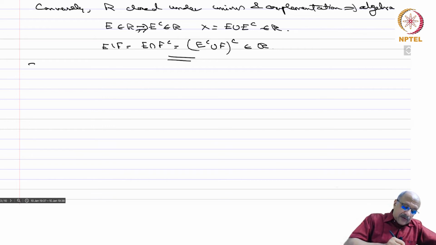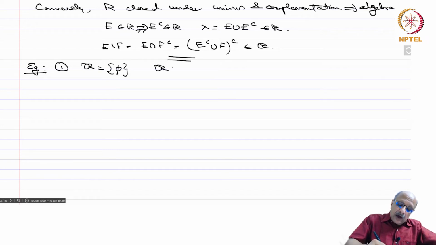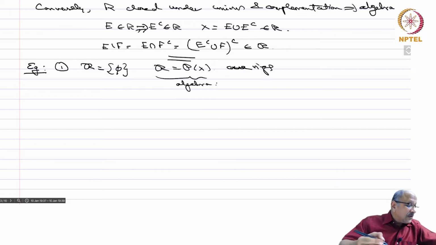Okay, so now let us see some examples. So the first example are the trivial ones. So you take R equals just one thing, namely empty, or you take R equals the power set of X, these are rings. In fact, this is an algebra. Okay, so these are the trivial examples.